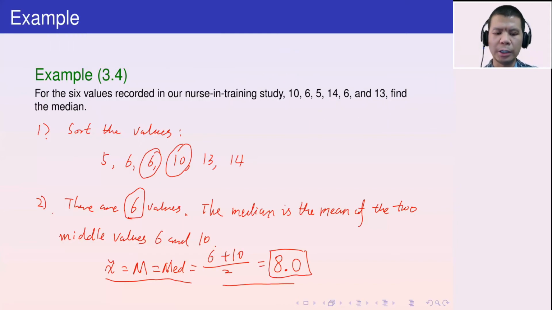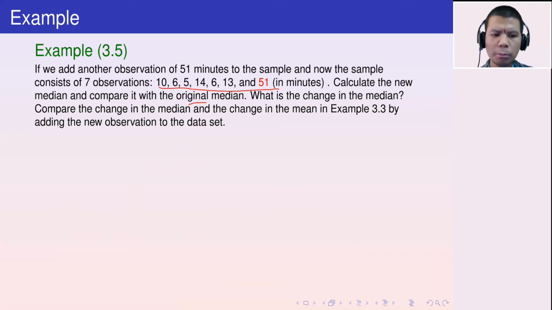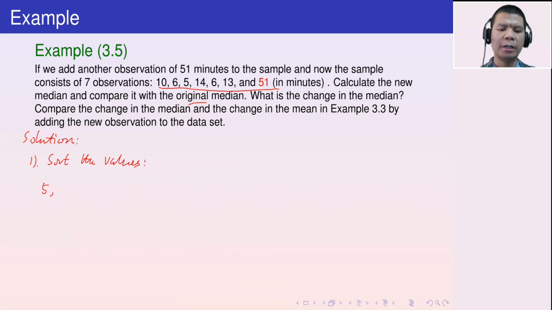The original median we just found is 8.0. Now, if we add an extreme value like 51, what is going to be the new median, and how do they compare? Let's solve this question. Solution. Of course, step one is again to sort the values. We are going to have again 5, 6, 6, 10, 13, 14, and 51.